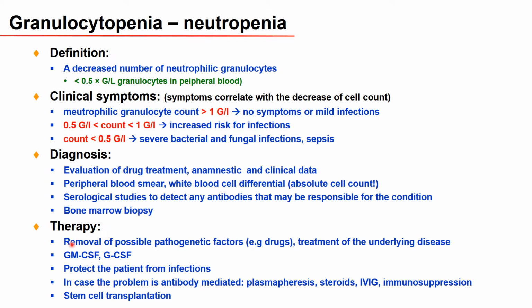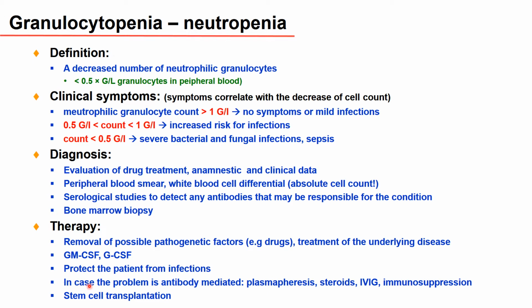First of all, we have to stop the cause of this decrease of the granulocytopenia, remove the possible pathogenic factors such as a drug, for example, or if we could, we should alter the underlying therapy as well. Or we should give granulocyte-macrophage colony-stimulating factor or granulocyte colony-stimulating factor, and the patient should be protected against the infectious agents, so antibiotic treatment should be applied in this patient.